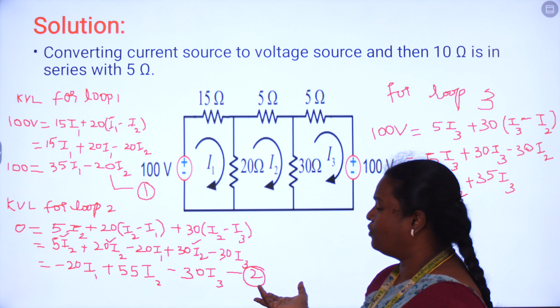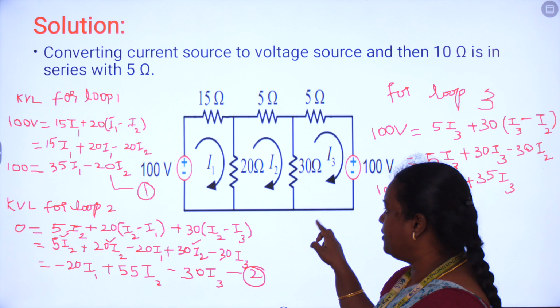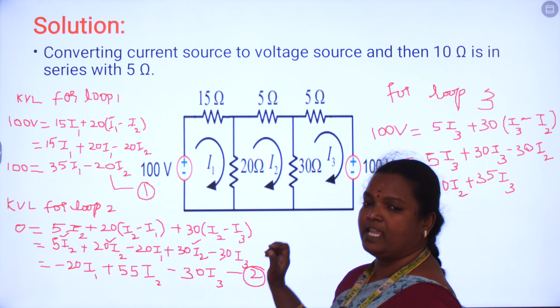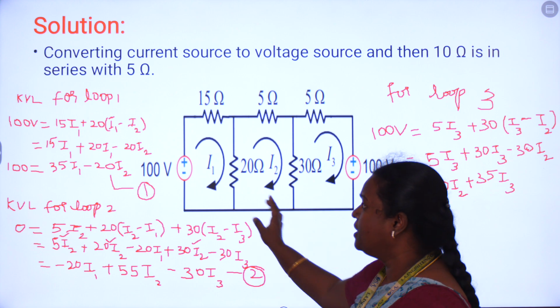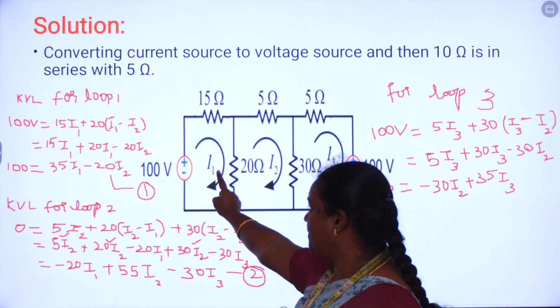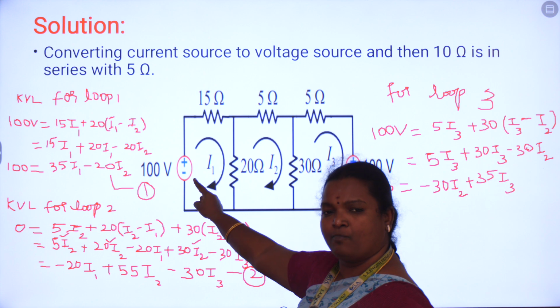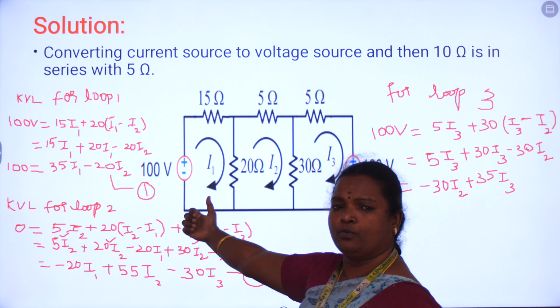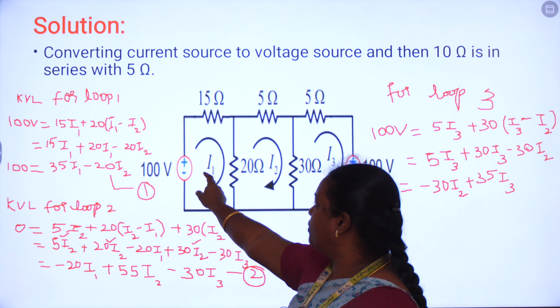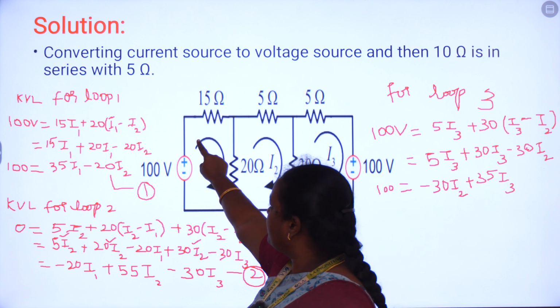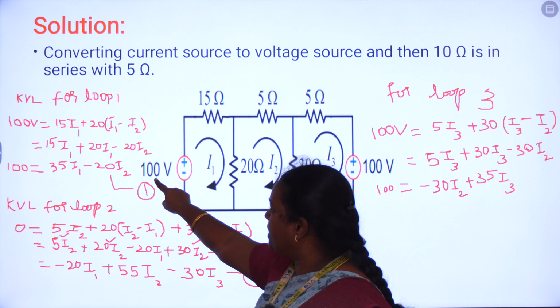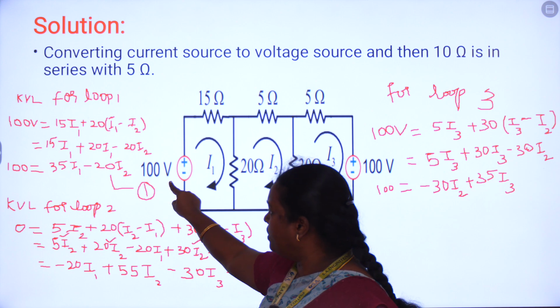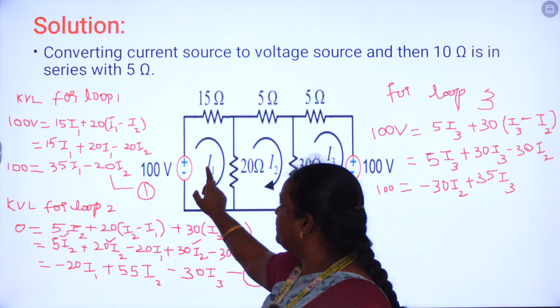So follow the third step. After defining the mesh currents, we are going to write the KVL equation for the individual loops. So applying KVL for loop 1. As we discussed, the algebraic sum of the voltages should be equal to 0. That is, voltage rise is equal to voltage drop. Considering the first loop, the voltage rise is nothing but 100 volt, which is equal to, what are the drops?